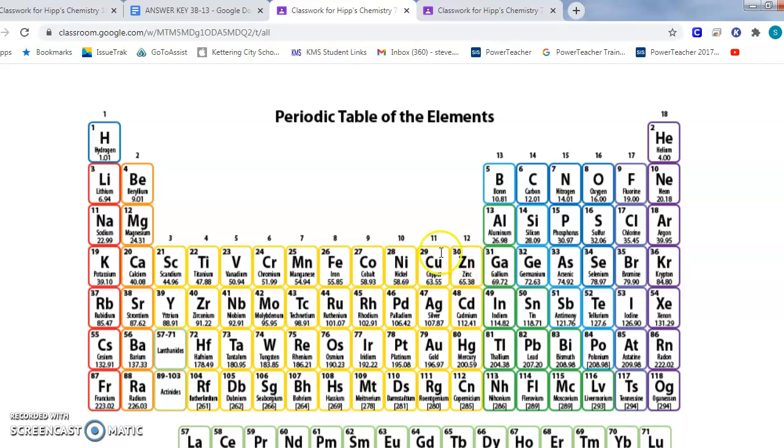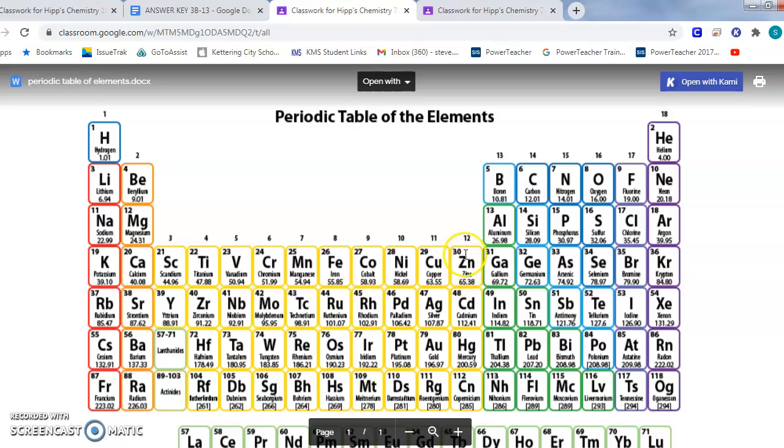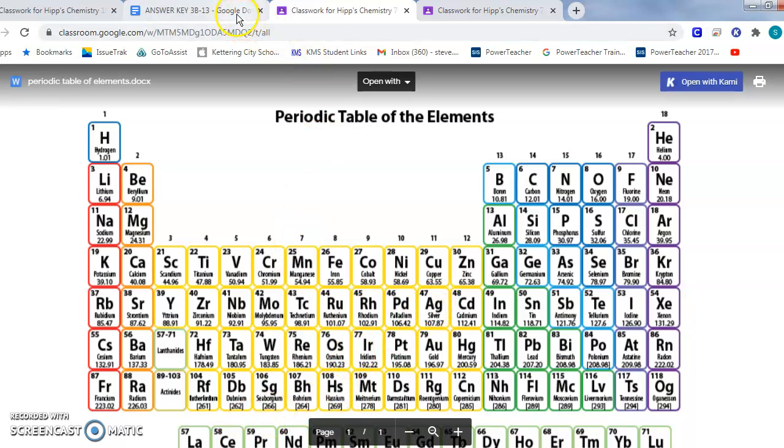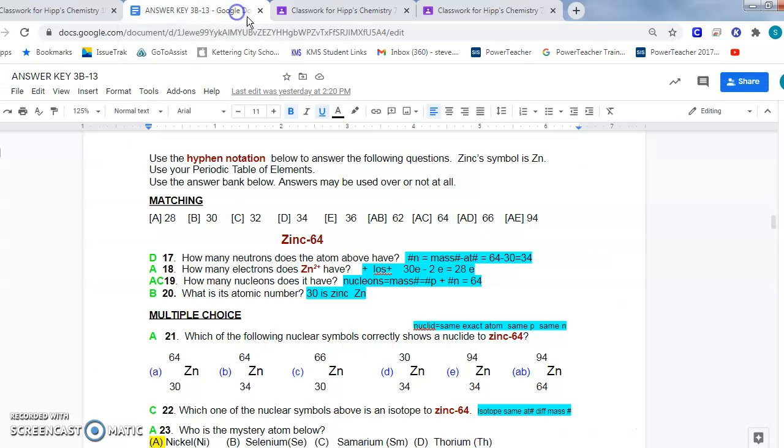So what do we know about the 30? Well, the periodic table is arranged according to increasing atomic number: 28, 29, 30 zinc, 31 is gallium. That 30 is the atomic number. That 30 is telling us that all zinc atoms must have 30 protons. So we know zinc has 30 protons.